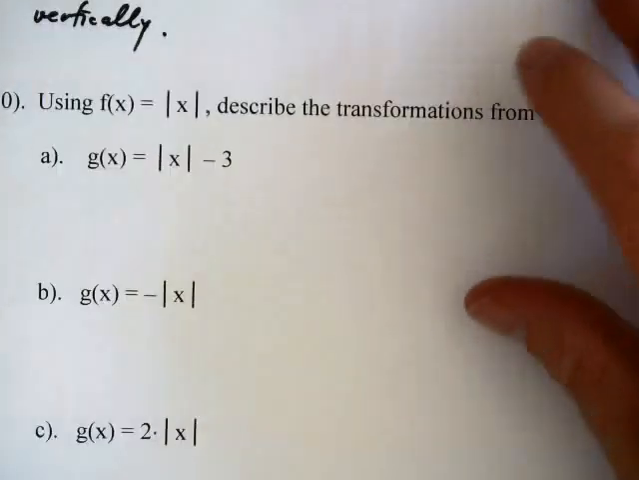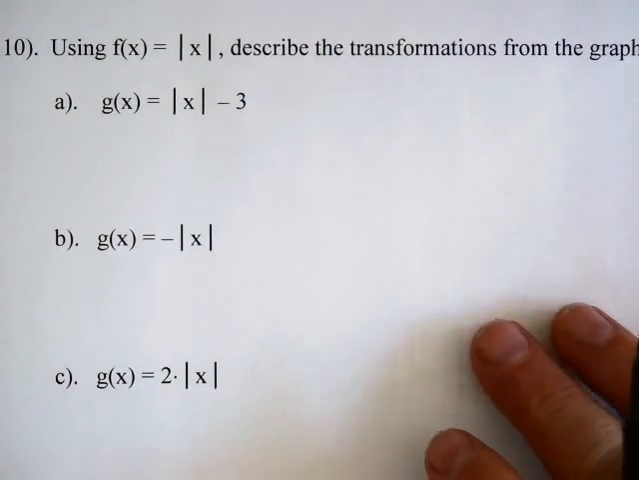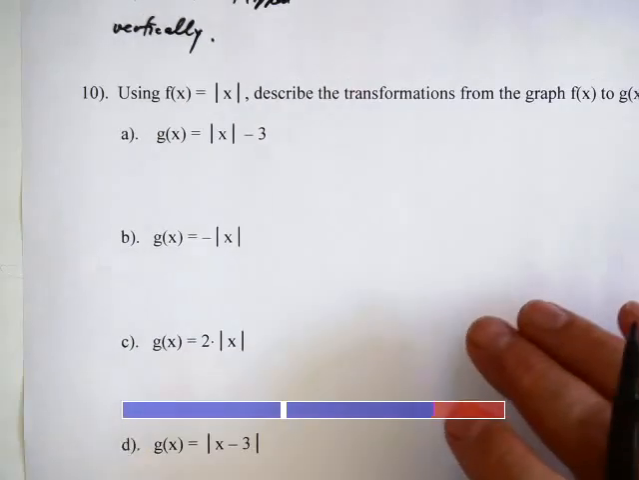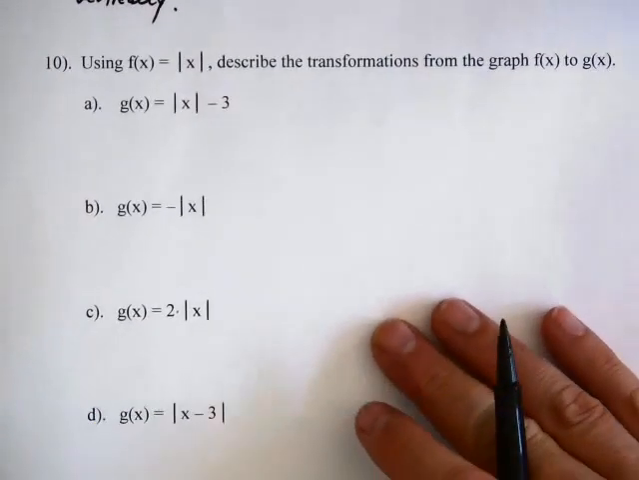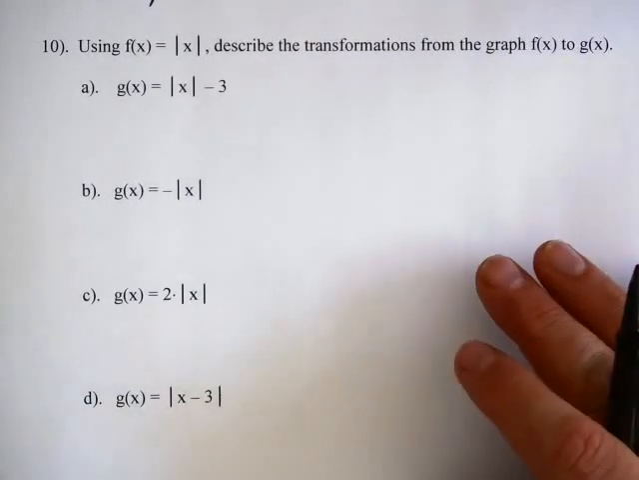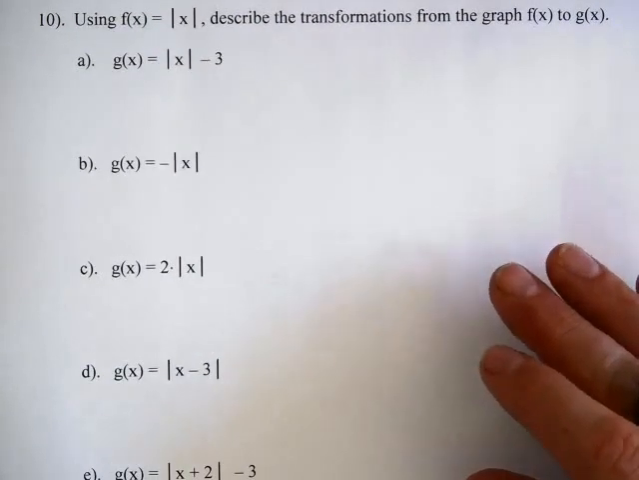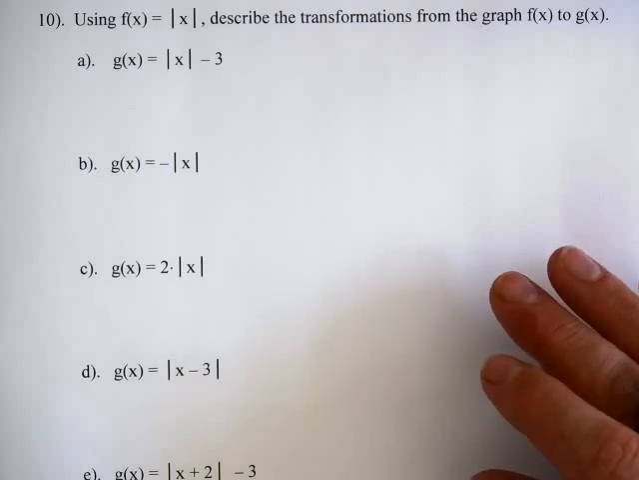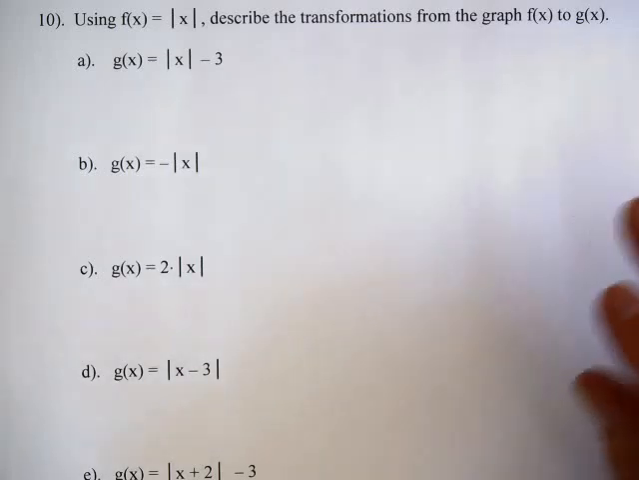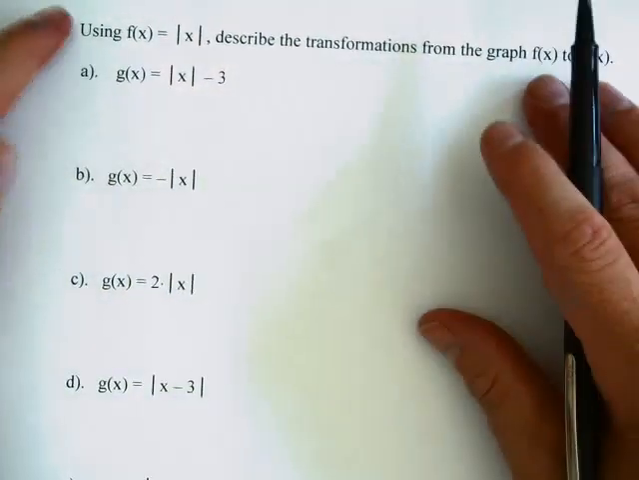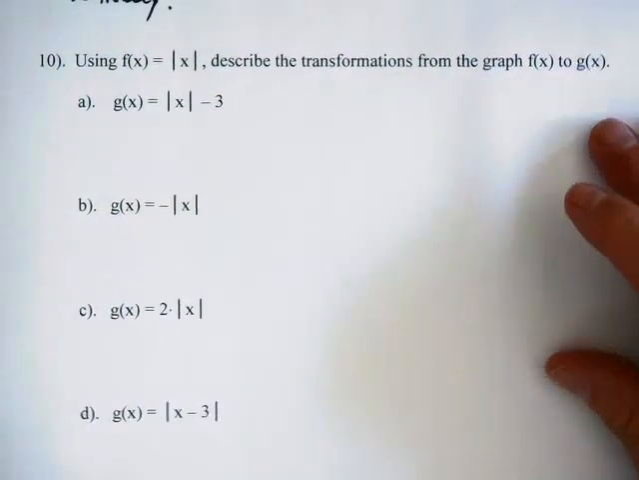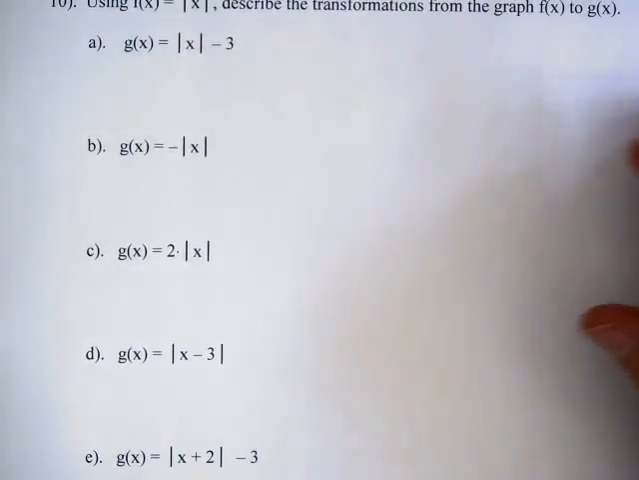Alright, so let's move on to number 10. Using f of x equals the absolute value of x, describe the transformations from the graph f of x to g of x. So really they want us to do this 5 times without drawing the picture, okay?